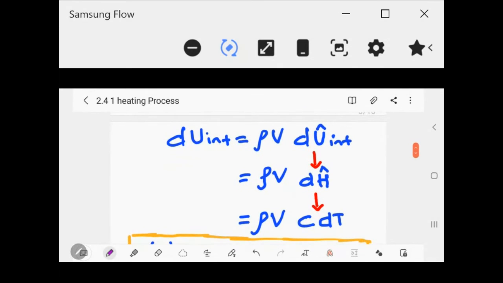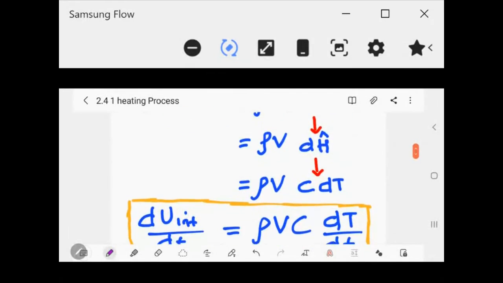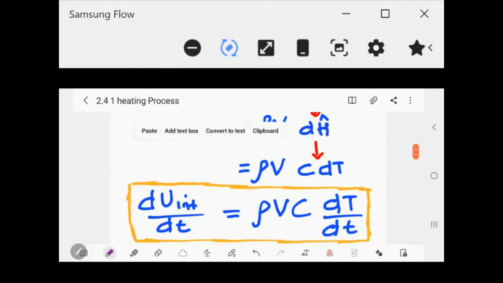Let me just show you how we went about doing this. There's your accumulation term. We've written it in terms of temperature. This is a very important simplification. Otherwise, your model is just too complex and difficult to deal with.